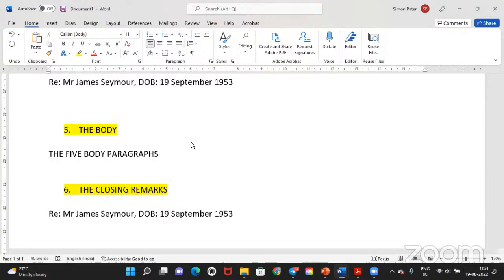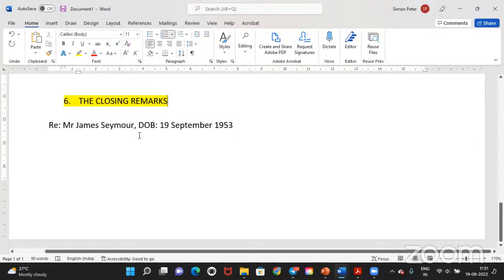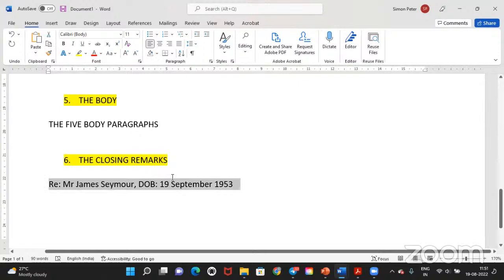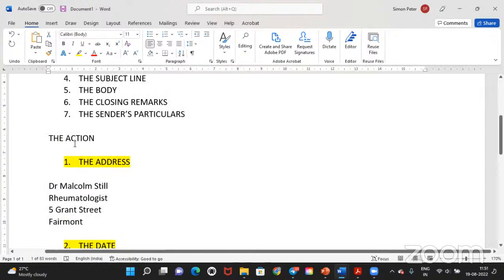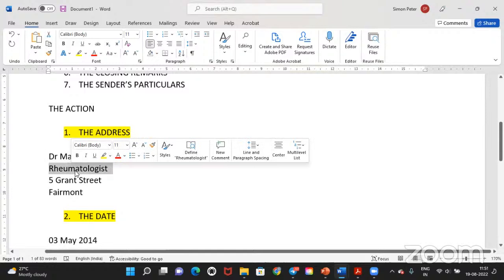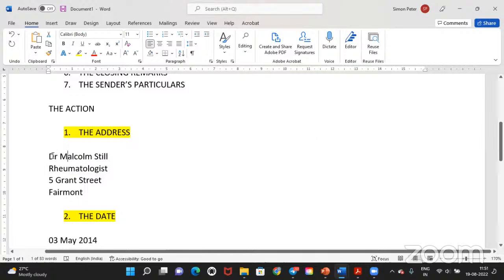Regarding Mr. James Seymour, date of birth, 19 September 1953. Fine. So closing remarks will be, now how does this change? In the salutation you have the name of the doctor, and here also you have the name of the doctor, Dr. Malcolm Still, not just a rheumatologist. If rheumatologist is there, then you have to say yours faithfully. But the name is there, Dr. Malcolm Still. So it is a personal name, a proper noun. If a proper noun is there, you have to use yours sincerely.